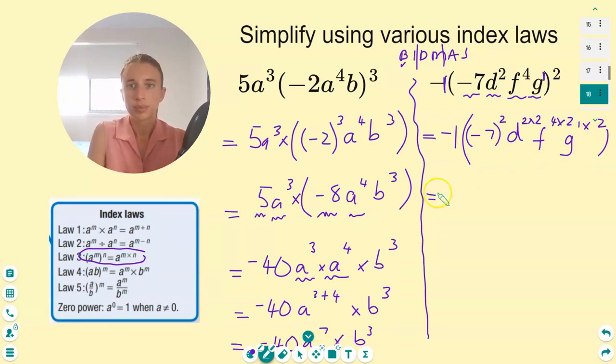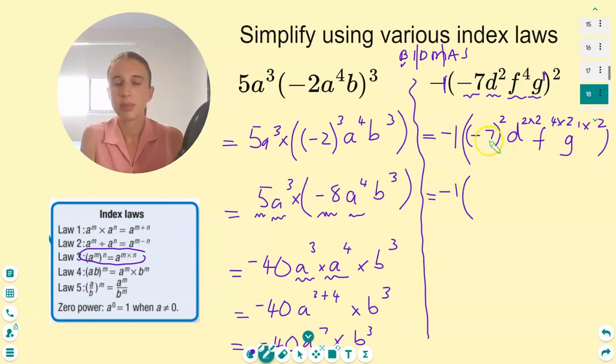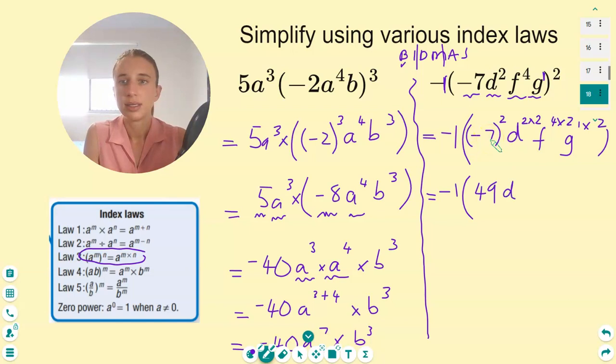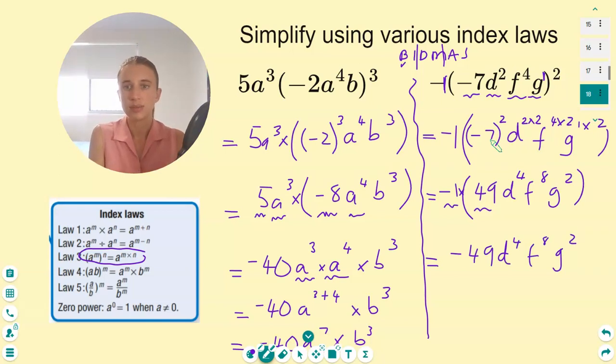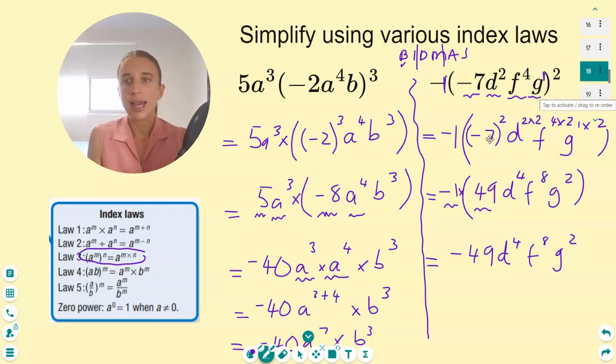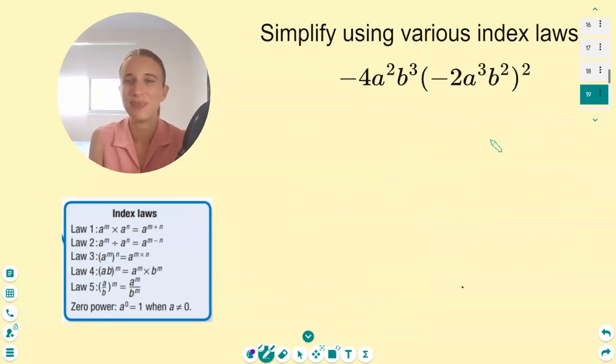Again, that negative 1, let's simplify within the brackets. Negative 7 times negative 7 is positive 49. D to the 2 times 2 is 4. F to the 8, g to the 2. Getting closer. Now let's multiply those coefficients. Since brackets just means multiplying, so that'll be negative 49 times d to the 4, f to the 8, g squared. Just making everything in that pair of brackets negative. Okay, and I think this is the last slide, hopefully.